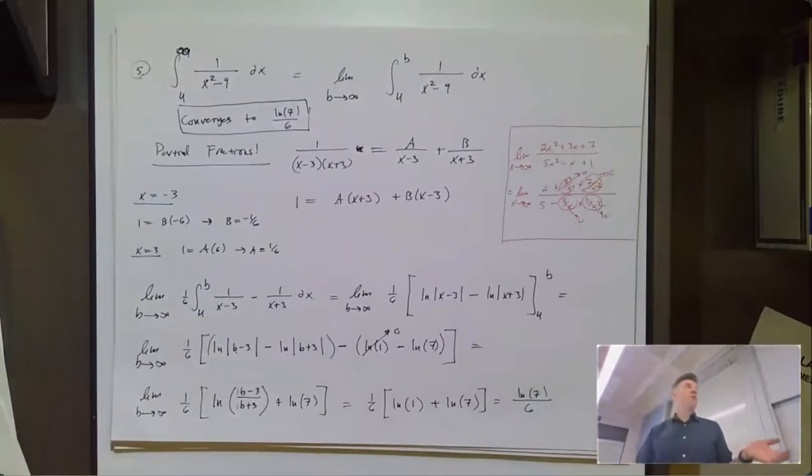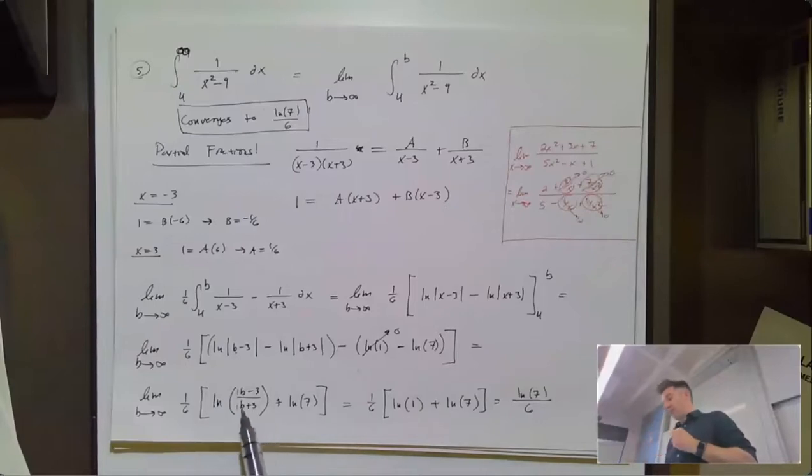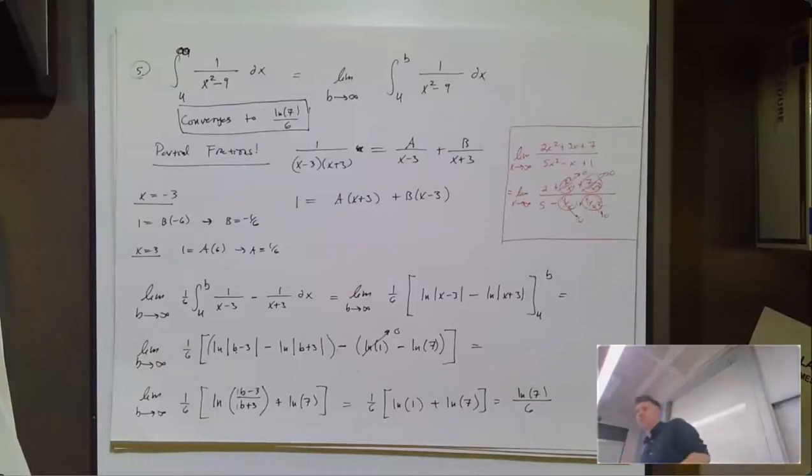So what I would say is if you see a problem where you have to do partial fractions and then you get some natural log stuff at the end, there's a good chance you need to combine those logarithms together to see what's happening with the limit on the inside of the logarithm there. That is a frequent thing that happens. All right.